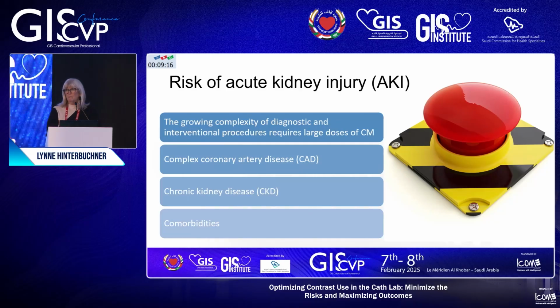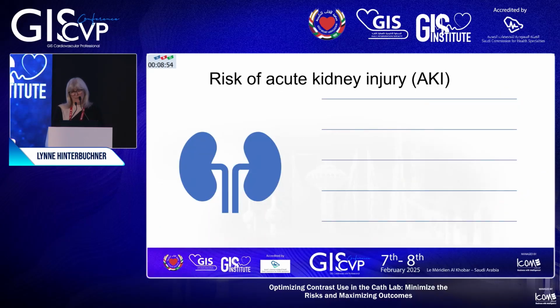So why should we be worried about it? Why should we be thinking about this in our cath labs? Well, there's a growing number of procedures. We all know we're stressed out. There are so many procedures happening in the cath lab, and they just become more and more difficult. There's a lot of kidney disease, and why? Because the patients are older, and there are a lot of comorbidities, again, because our population is aging.